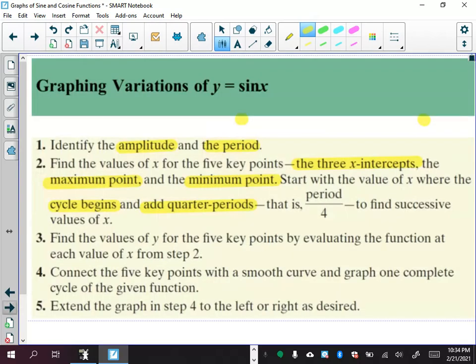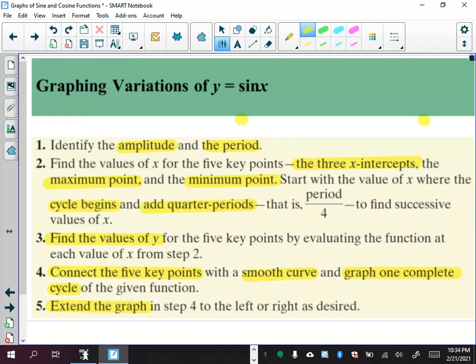Okay, so we need to find the values of y for your 5 key points. Once you do that, then you're just going to plot the points and connect it. You're going to connect your 5 key points, and it has to be a smooth curve. And then, unless it tells you different, you're going to graph one complete cycle. And then the 5th one here, and this is only if the directions say give me 2 cycles, give me 4 cycles, however many cycles it wants, then you just extend your graph.